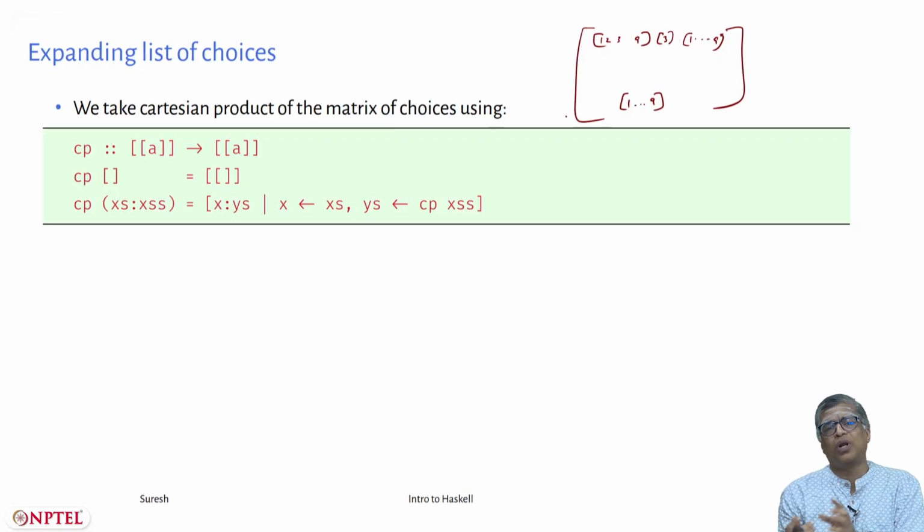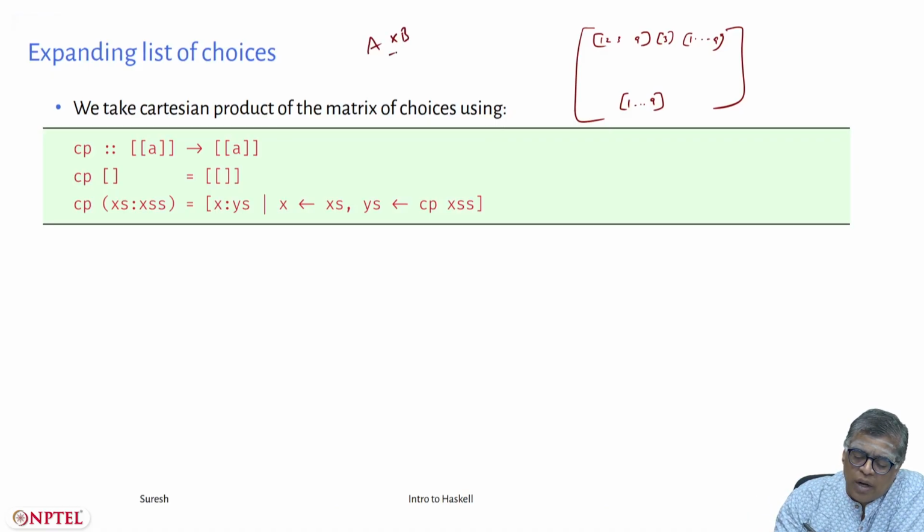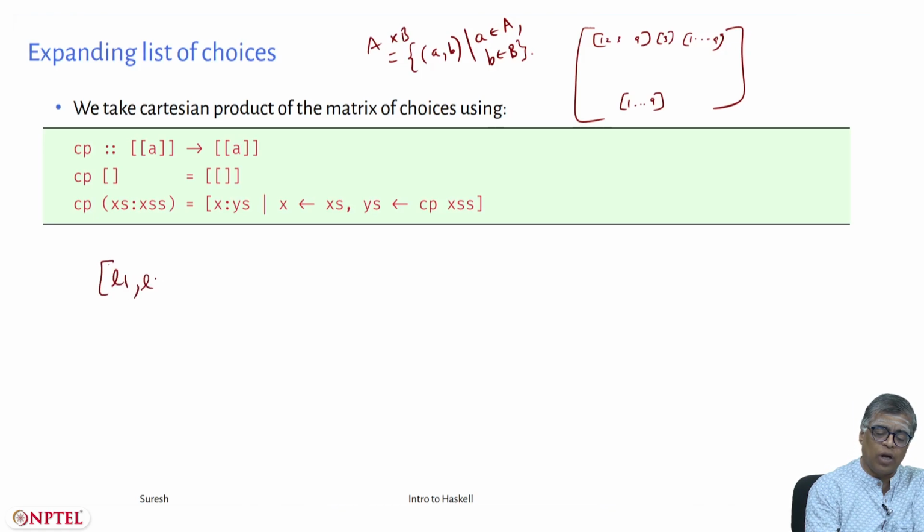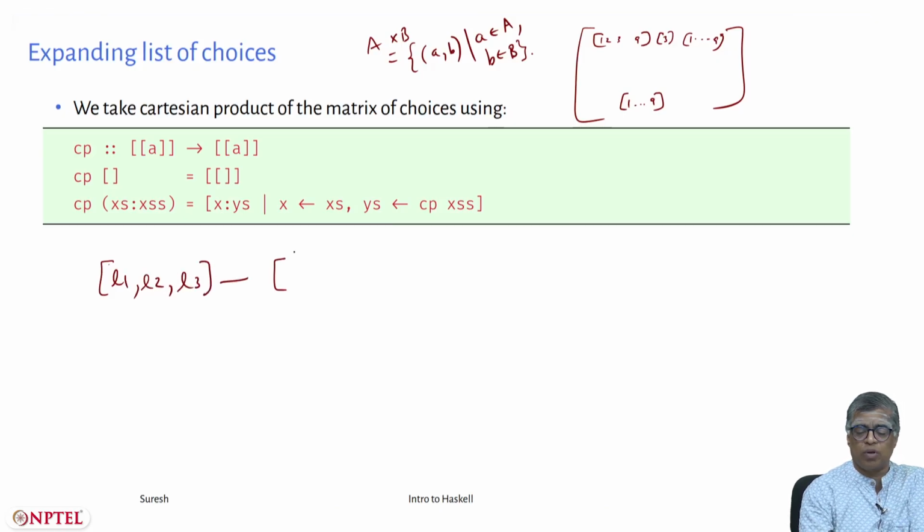Cartesian product is the usual Cartesian product that you see in sets. A cross B means it is the set of all A, B pairs such that a comes from capital A, b comes from capital B, and that is exactly the Cartesian product that we want to use. Except here it's a Cartesian product on lists. Instead of giving sets, I am giving a list. In fact, if I have a list of lists, L1, L2, L3, then I want all possible triples.